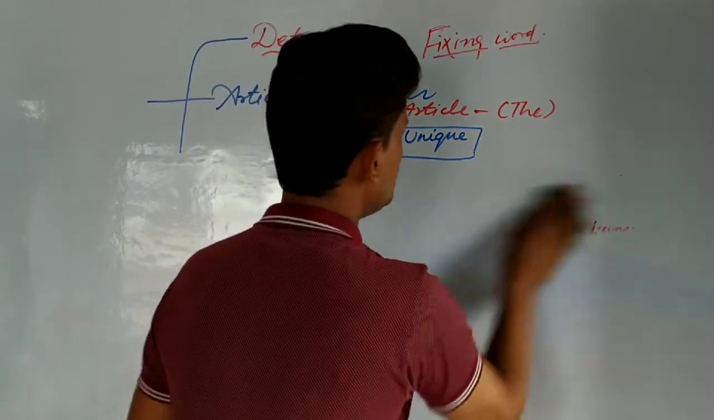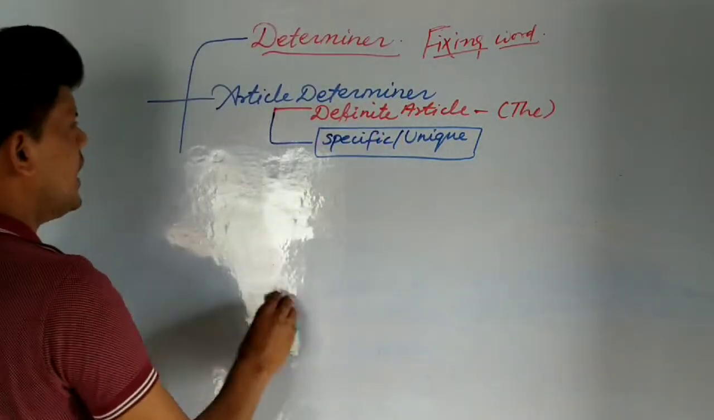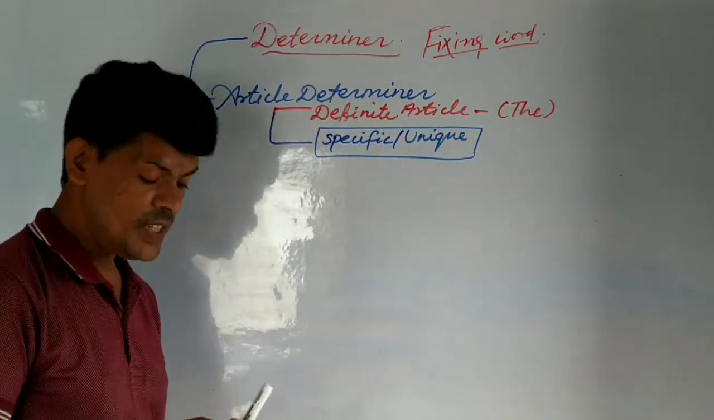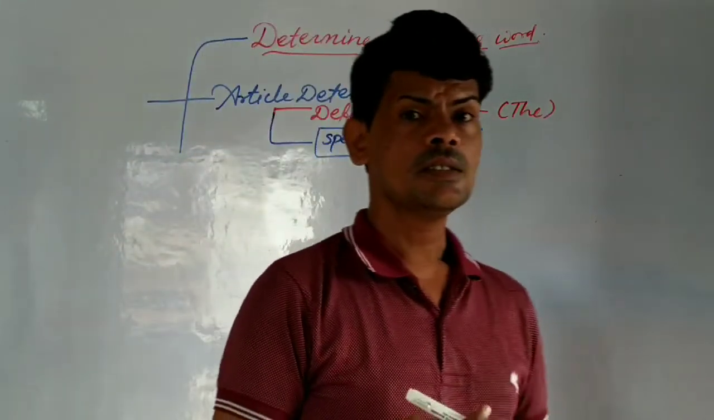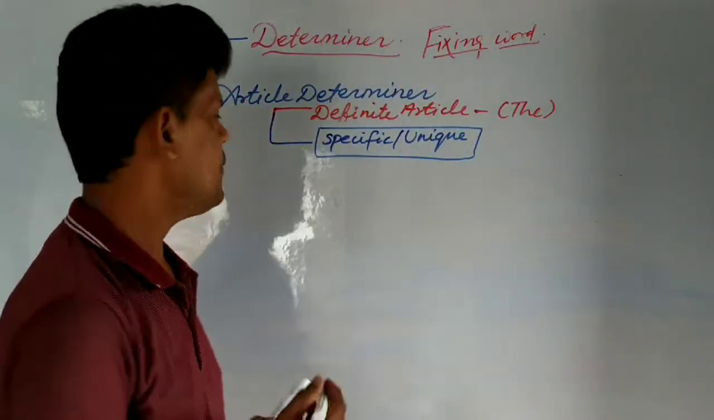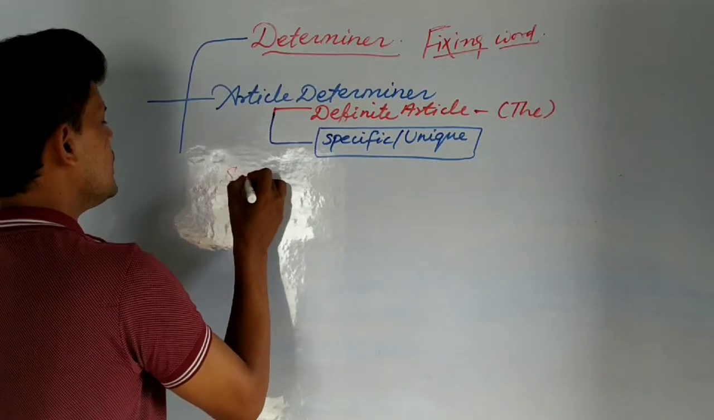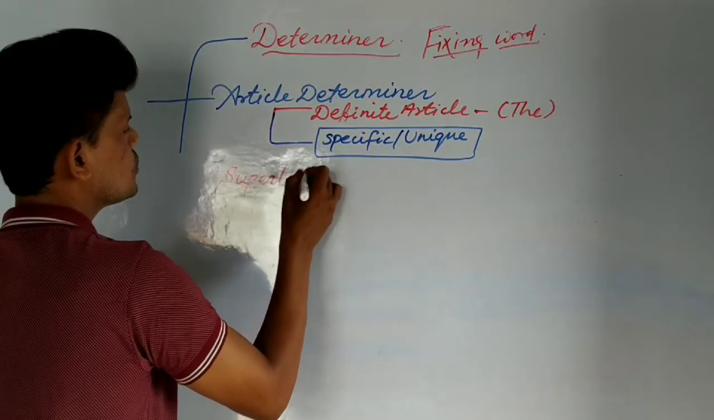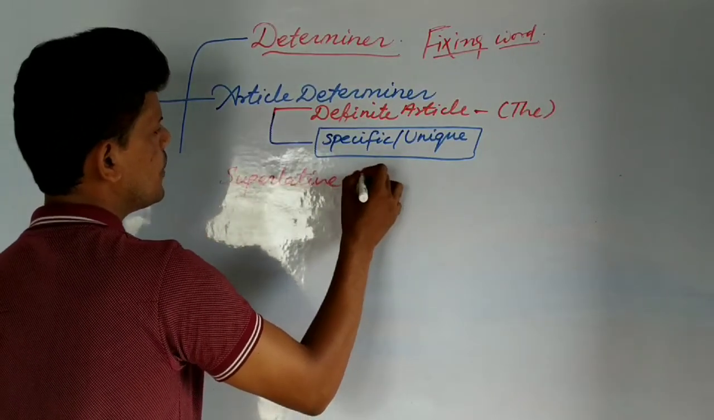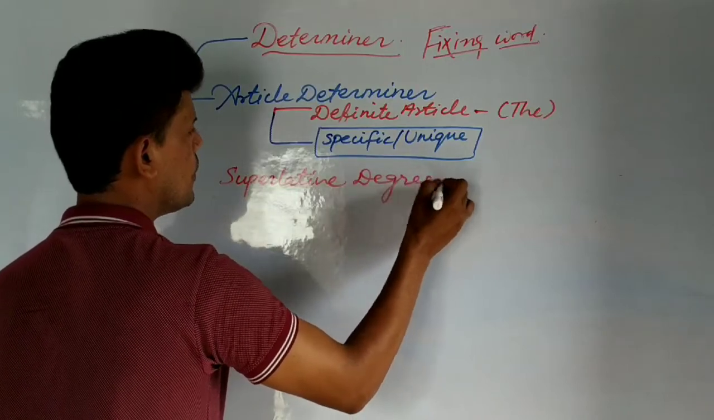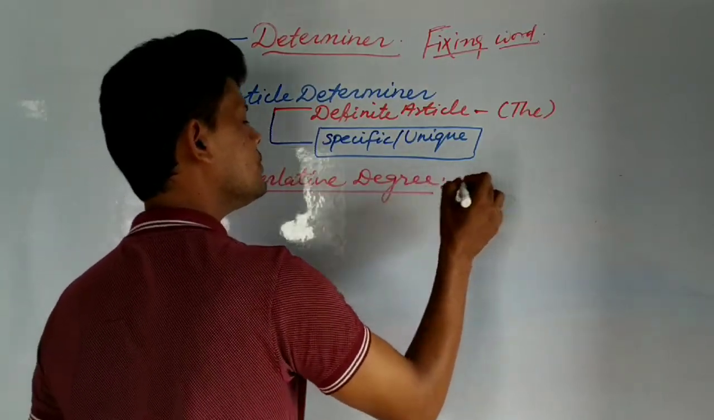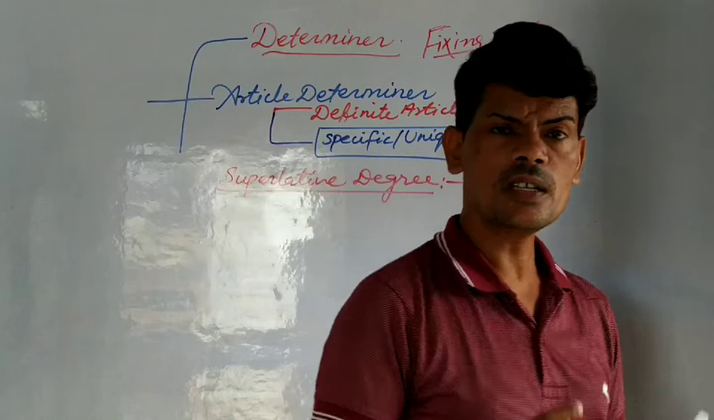We discuss where we can use definite article. Definite article is used before superlative degree also. Superlative degree. Wise, wiser, wisest.